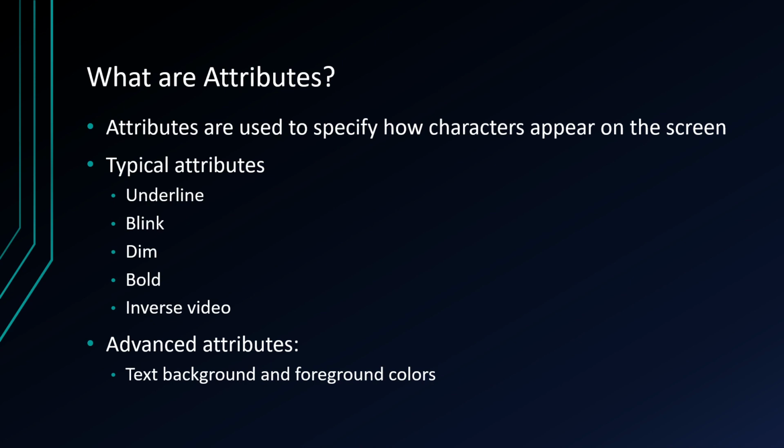So I mentioned attributes, but I haven't really explained what they are. Attributes specify how characters appear on the screen, and these are typically things like underline or blink, or sometimes there's a dimmed out, low intensity way that you can draw a character, or the opposite, a bold way that you can draw the character. You can draw it with inverse video where the foreground and background colors are flipped. There's also, for terminals that support color, the idea of a text background and foreground color that you can apply through attributes.